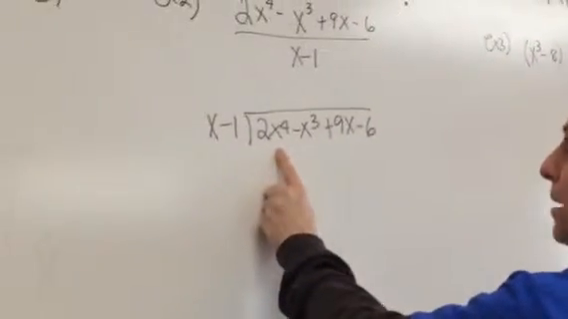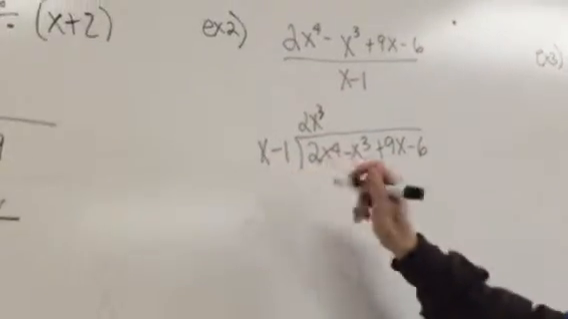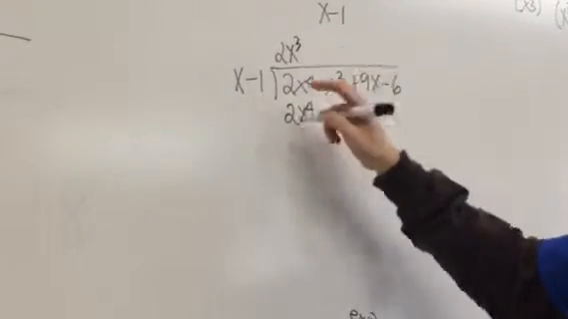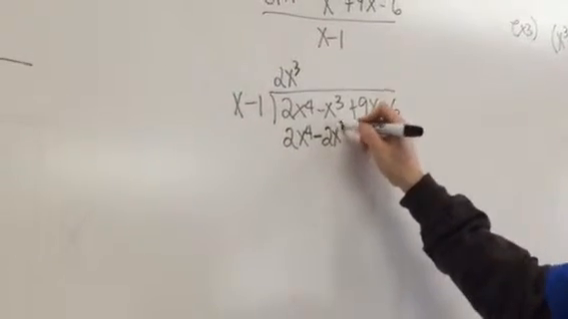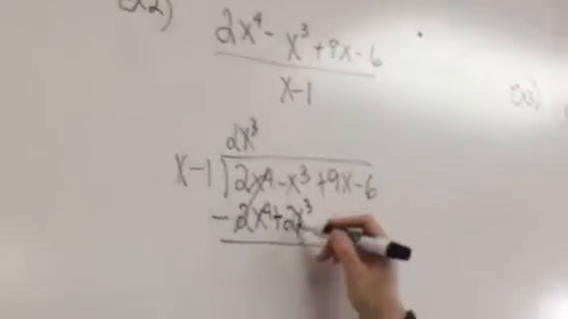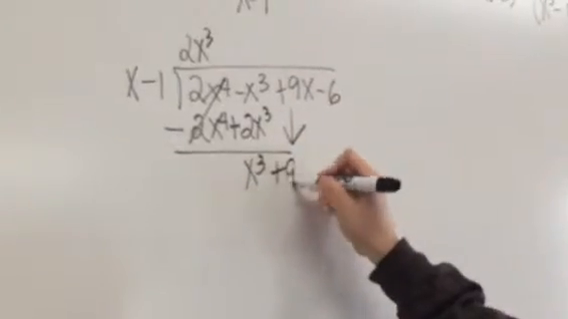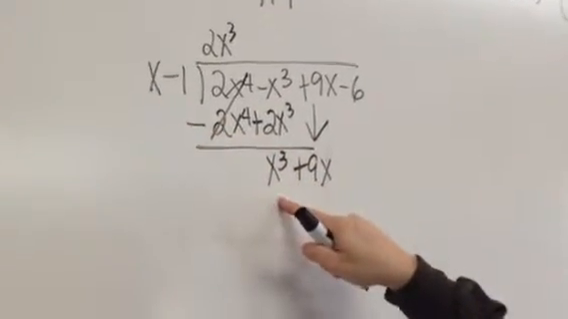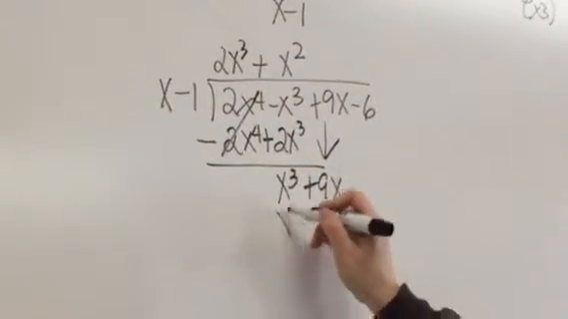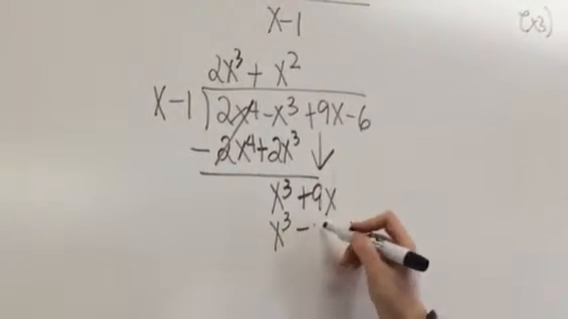What do I multiply that by to get that? 2x to the 3rd. So 2x to the 3rd times x is 2x to the 4th. 2x to the 3rd times minus 1 is negative 2x to the 3rd. Now you're going to subtract, so you have to change the signs. That's going to cancel. 2x to the 3rd minus x to the 3rd is 1x to the 3rd. Bring down your positive 9x. X goes into x to the 3rd plus x squared. So x squared times x is x to the 3rd. X squared times a negative 1 is minus x squared.